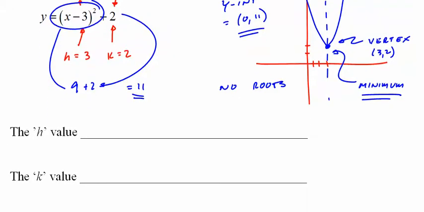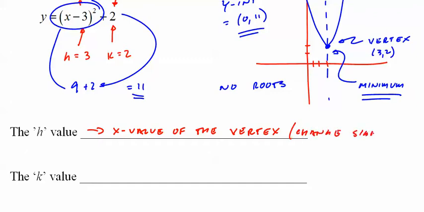So the h value is the x value of the vertex. And you change the sign. Now, technically, the way the equation is written, you don't. It's x minus h, so it's just whatever's sitting there next to the negative. If it's x plus h, x plus 4, you'd have to flip the sign, so just watch out.